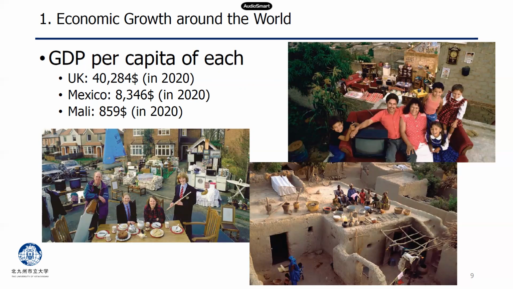Mexico is 10 times richer than Mali. And on the left side, you see the photo of the UK household. On the right top, you see the picture of Mexico. And on the right bottom, you see the family from Mali. And these differences in income levels can explain the differences in living standards.